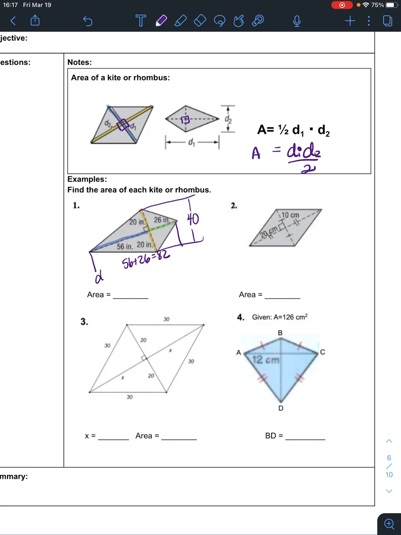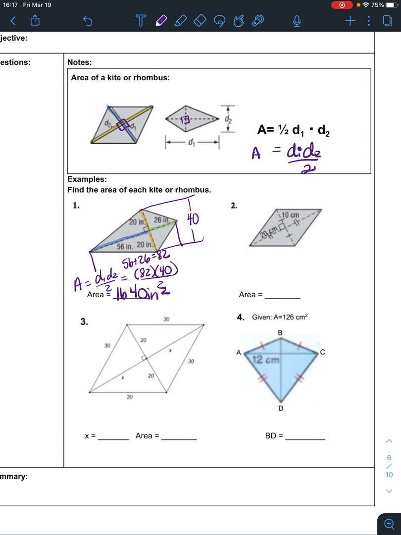So the area is diagonal 1 times diagonal 2 over 2. That's the formula. I'm trying to find the area. So area is equal to diagonal 1, 82, times diagonal 2, 40, divided by 2. 82 times 40 divided by 2 is equal to 1,640 inches squared.